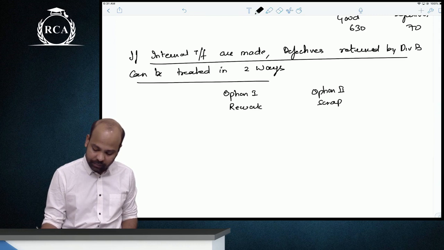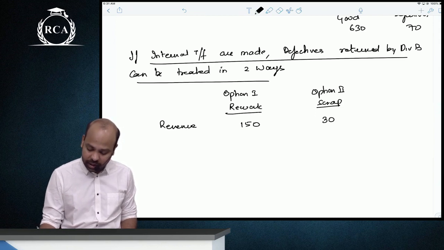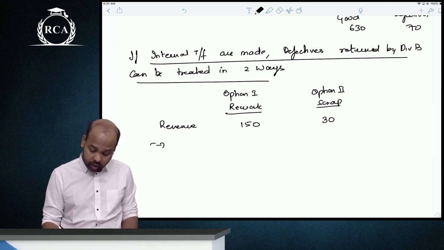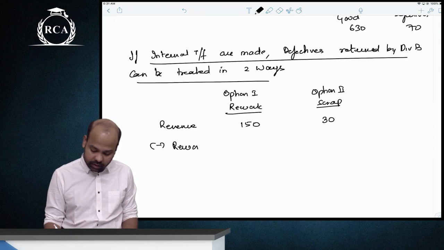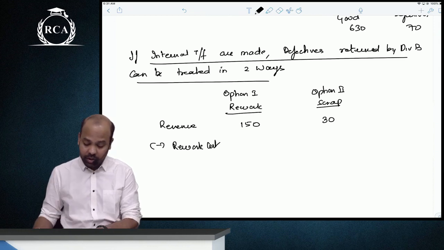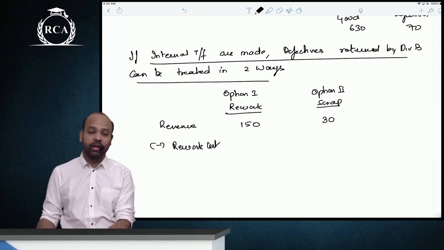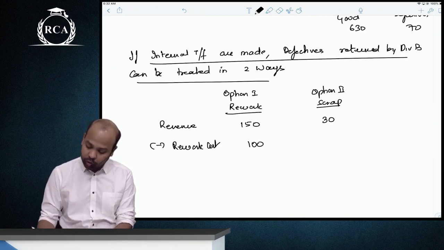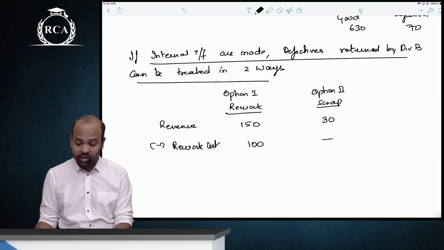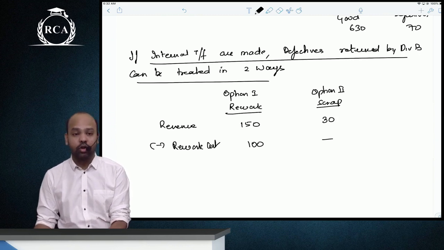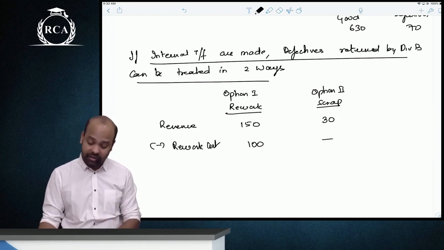So if I rework them as such beta, I'm going to get a revenue of 150 rupees. If I scrap them, I'm just going to get 30 rupees. My rework cost is 100 rupees. In the question it is given that your additional variable labor cost of reworking defectives is 100 rupees. On reworks, there is no external variable selling overhead. Variable selling overhead is only on external sales other than reworked units.